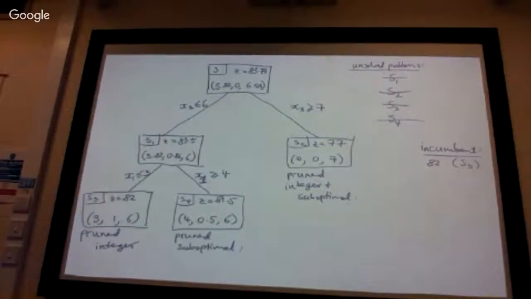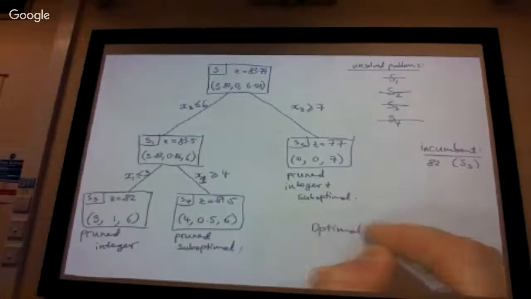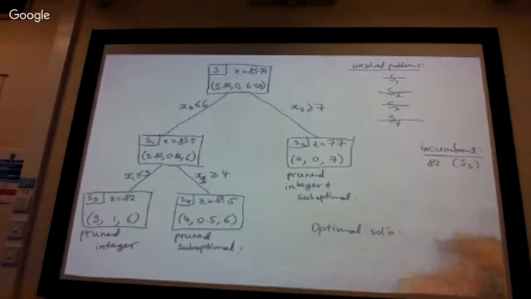No more unsolved problems. So the optimal solution is the best one we've found so far, and that was 82. So x1 is 3, x2 is 1, x3 is 6, and the objective is 82. Problem solved.